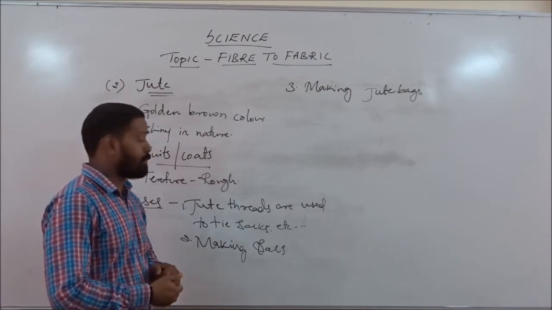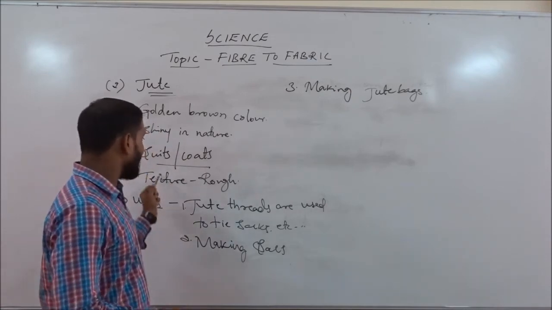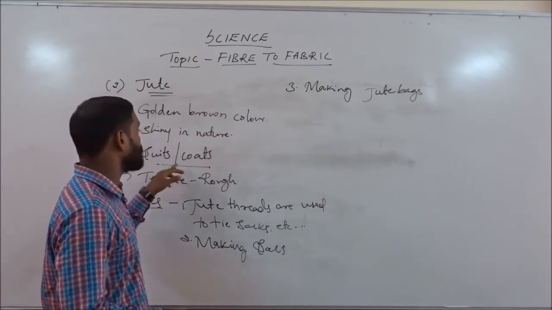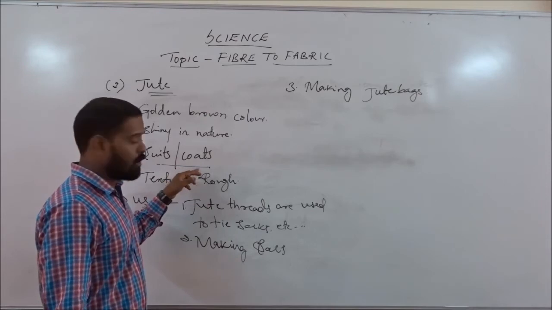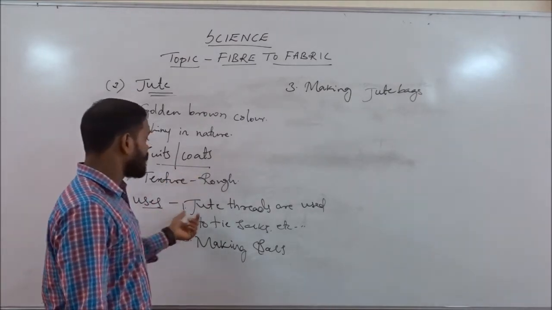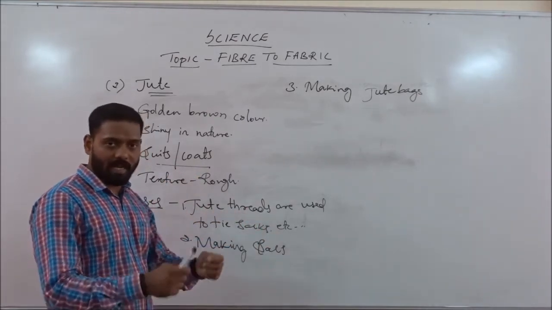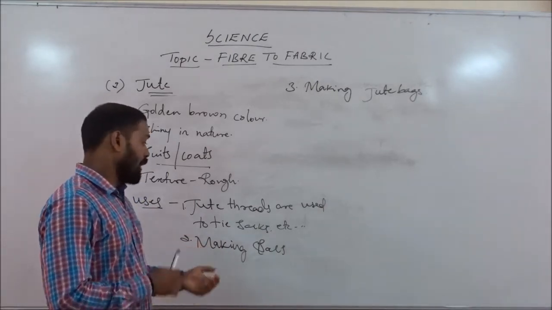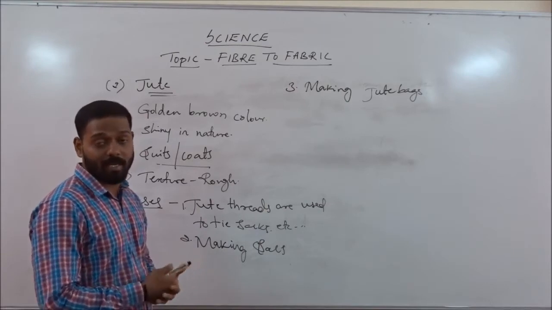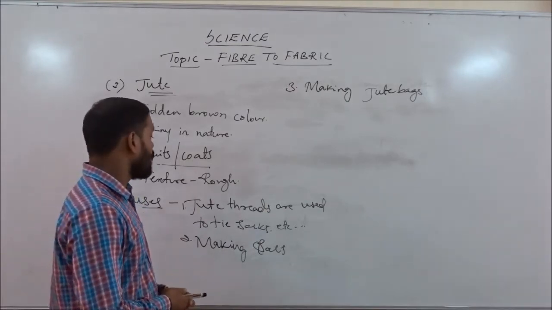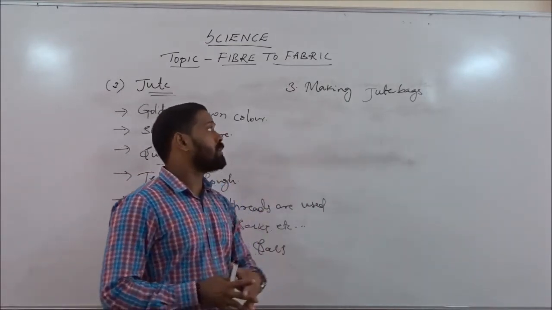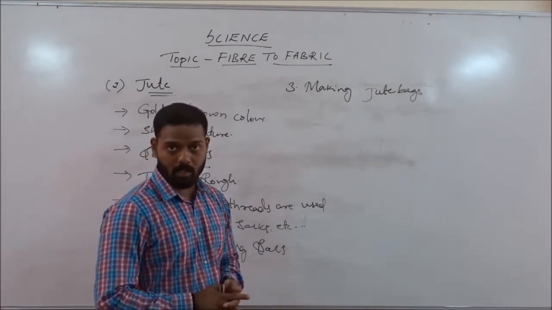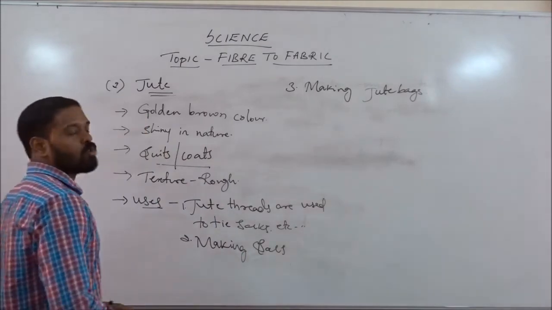These are the main uses of jute, and making suits. When they ask what the uses of jute are, you have to say jute fiber is used to make suits and coats. Second, jute fiber is useful for making threads, for tying sacks, and for manufacturing sacks. Jute sacks are available in the market. Then nowadays jute fiber is also useful for making jute bags. These are the main uses of jute.